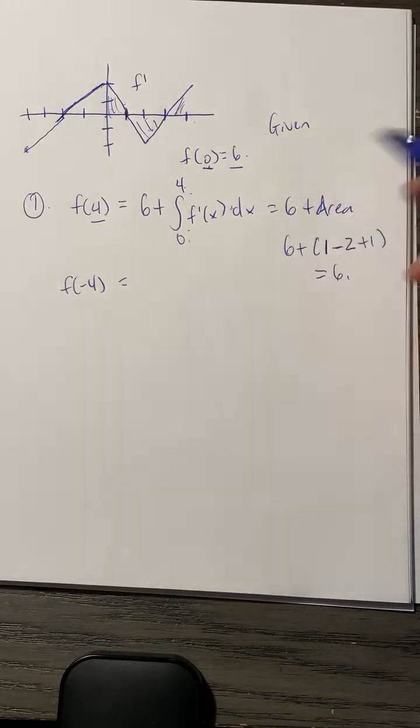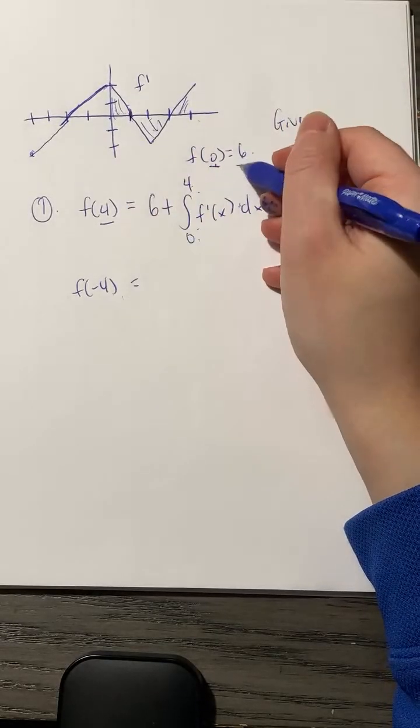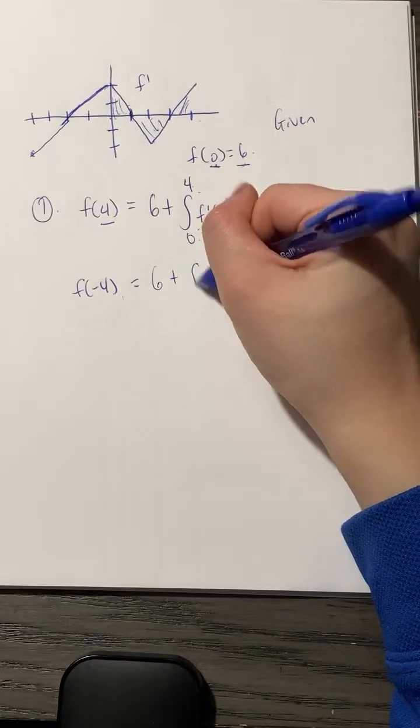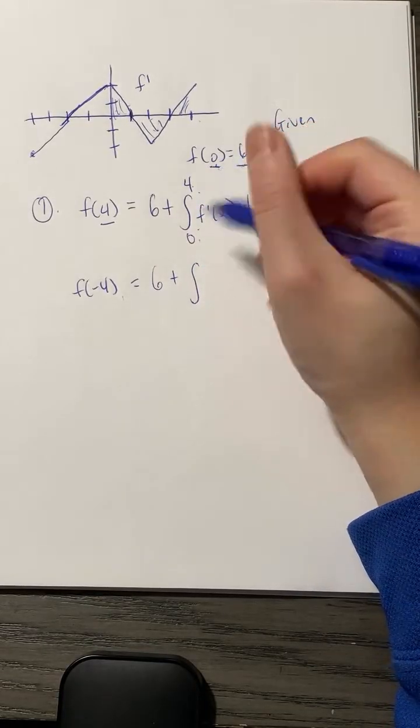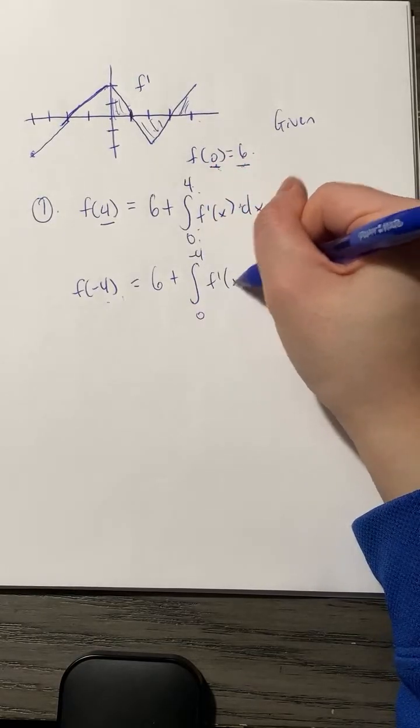I still remember to add the number. Now let's do f of negative 4. Still the same setup. Given y value gets added. Given x value goes on the bottom. And then want x value goes on the top, f prime.